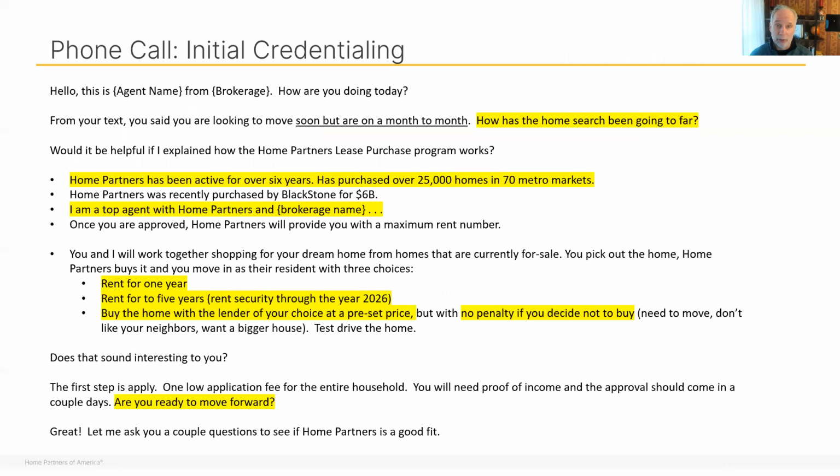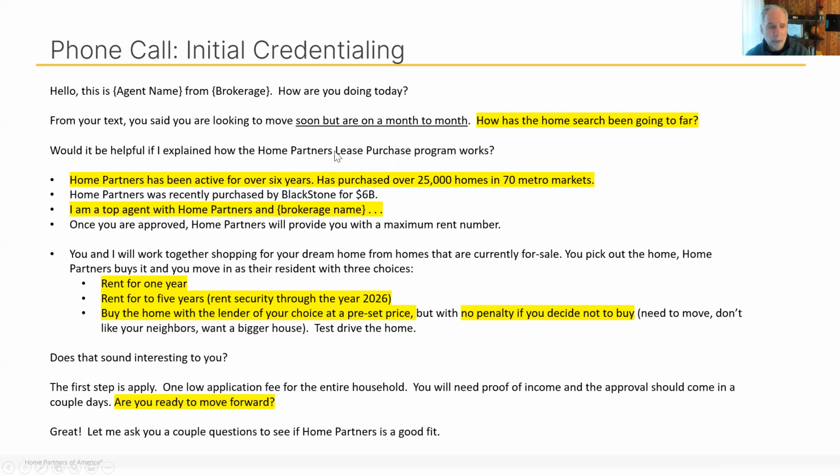And I'm probably going to be hearing a lot of pain, right? He's a renter. They're out looking for houses, not many houses to look at. Prices are high. Conditions aren't very good. They're not where they want to actually be at. So I want to hear that. So as I talk about Home Partners, I'm really speaking to those pain points.